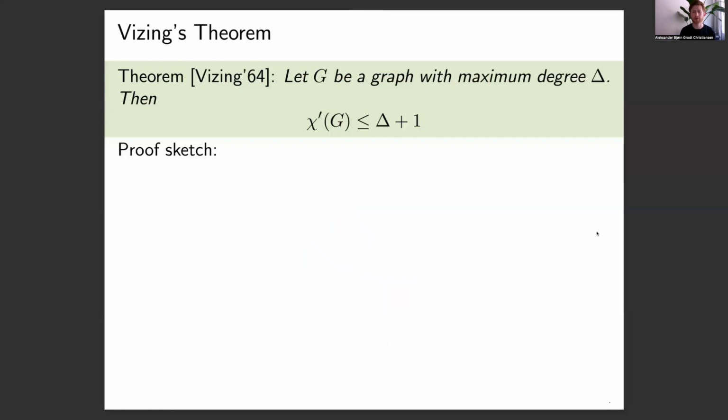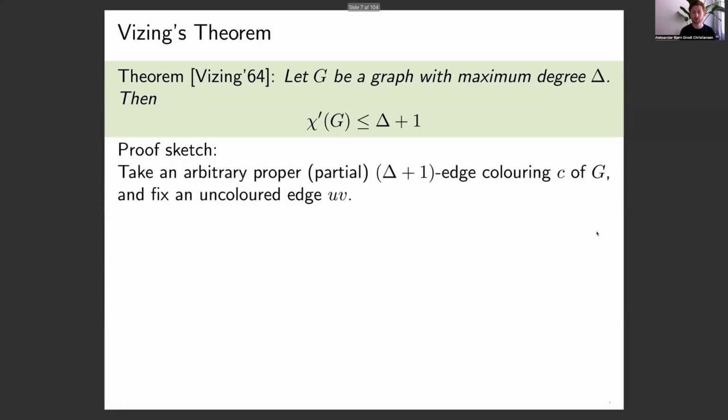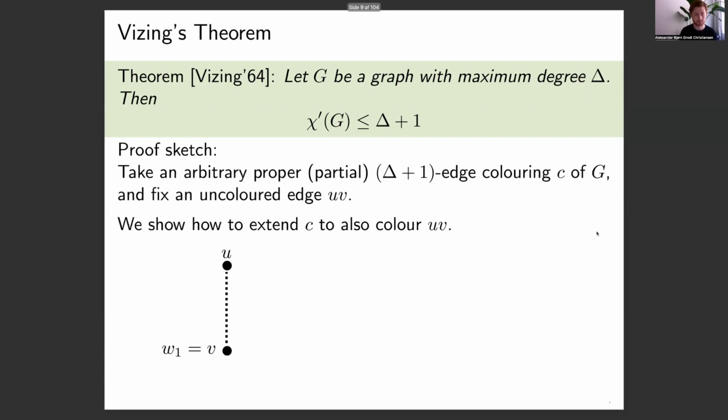But Vizing's celebrated theorem actually showed that the chromatic index is no more than delta plus 1. And even though probably all of you already know this proof, I'm gonna remind you of some of the details because it will be relevant for later on also. So the basic idea is we take some proper partial delta plus 1 edge coloring C, and we fix some uncolored edge. Let's call it UV. And now we want to show that we can also extend this coloring to color the edge UV, possibly by recoloring some of the already colored edges.